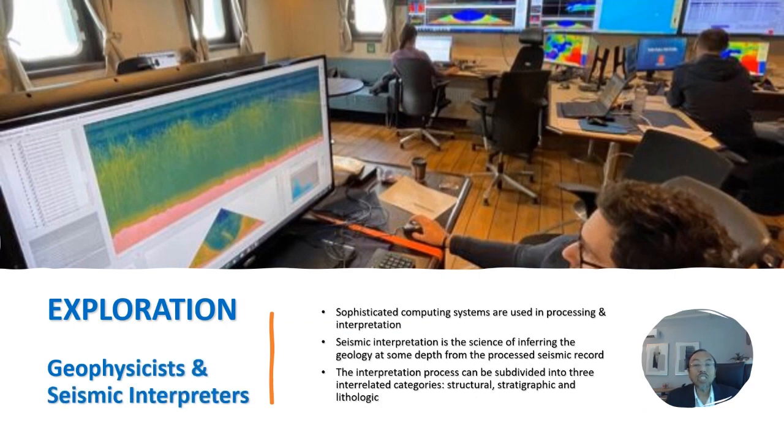Sophisticated computing systems are used in processing and interpretation. Seismic interpretation is the science of inferring the geology at some depth from the processed seismic record. The interpretation process can be subdivided into three interrelated categories: structural, stratigraphic, and lithologic.